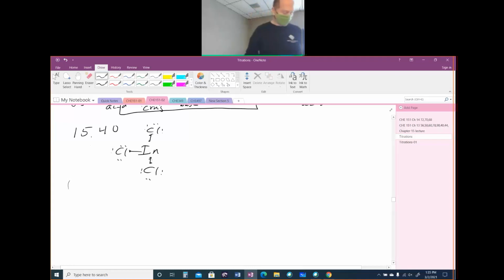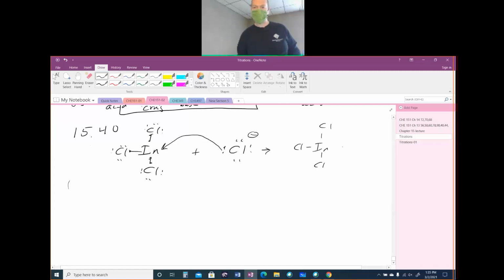All right, and so when you react that with another Cl minus, what happens is an electron pair will connect to your In. And so you now have In connected to 4 Cls. All your Cls have 7 electrons, just like they're supposed to, but now the In has 4 electrons. And so the formal charge of your In is a minus charge.